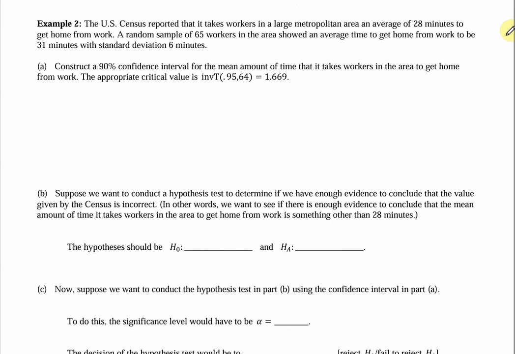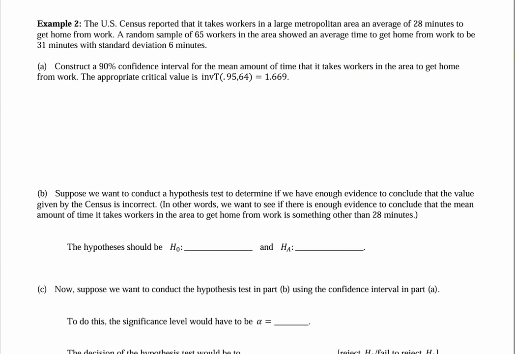So what we've got is that the census reported it takes workers in a large metro area an average of 28 minutes to get home from work. And then we have a random sample of 65 workers in that area, showed an average time to get home from work of 31 minutes, standard deviation of 6. So there's X bar and S, right? X bar is 31, S is 6, n is 65. The 28 will be the value that we have in our hypotheses.